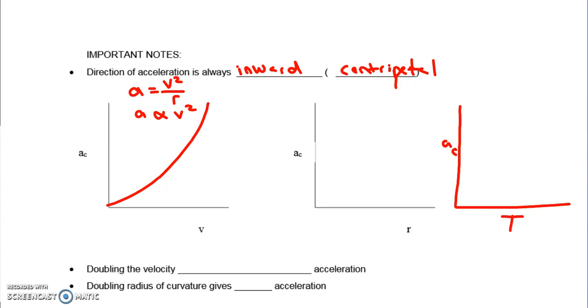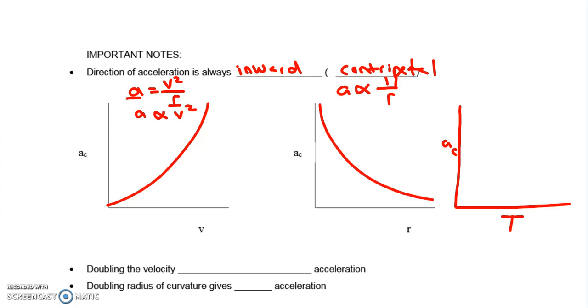Same equation, and if I'm looking at how A is related to R, this is if I get rid of V basically and change the equals to a proportion sign, A is proportional to 1 over R, so that is an inverse graph.